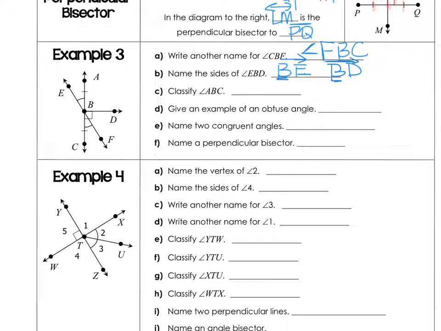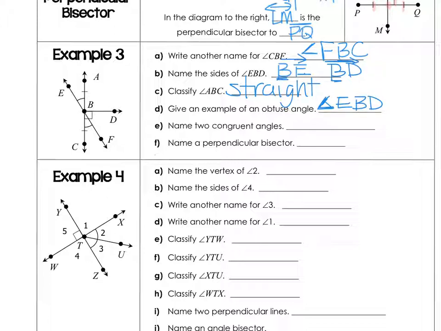Classify angle ABC. If you look, it makes a straight line, so it is a straight angle. An example of an obtuse angle. You could have, think it's got to be bigger than 90. So you could have a couple examples here. I'm going to just do angle EBD. Right? It has to be greater than 90.